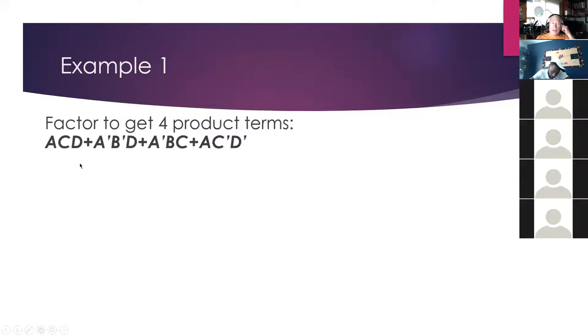Let's say we have ACD plus A prime B prime D plus A prime BC plus AC prime D prime. And we want to change this into POS form. So it's in SOP form now, sum of products form. These are product terms and they're being summed up. These are AND terms, they're being ORed together. That's what we mean when we say sum of products.